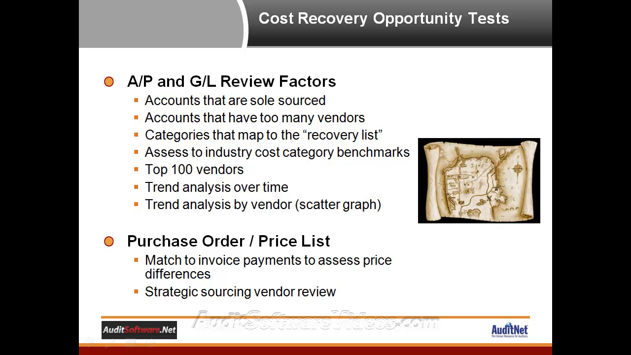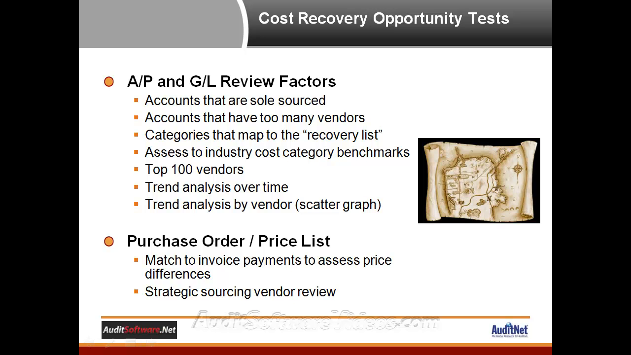So I also like to look at who are the top 100 vendors of the company and do an analysis of whether or not we've ever bid that category, when was the last time we bid it, etc. Just by vendor type, it can be a very useful exercise, especially when you have those largest 100 vendors in front of you and you can add up what the implications are.